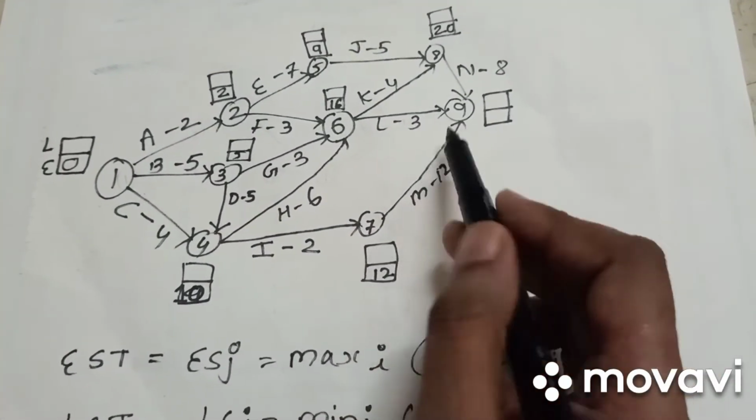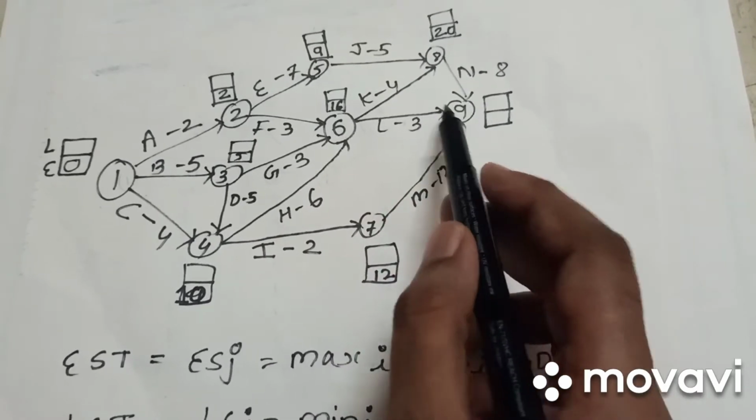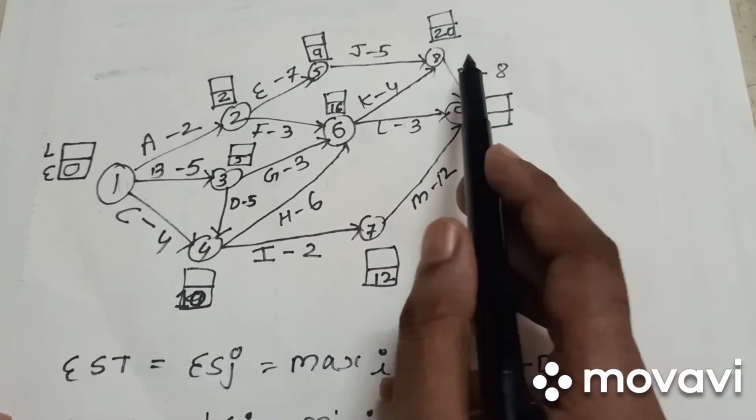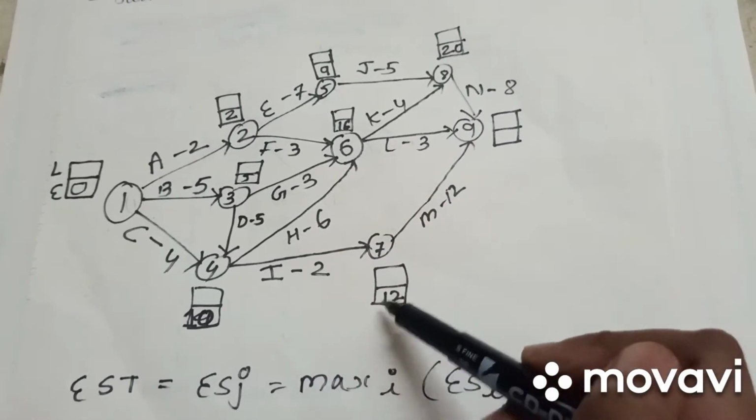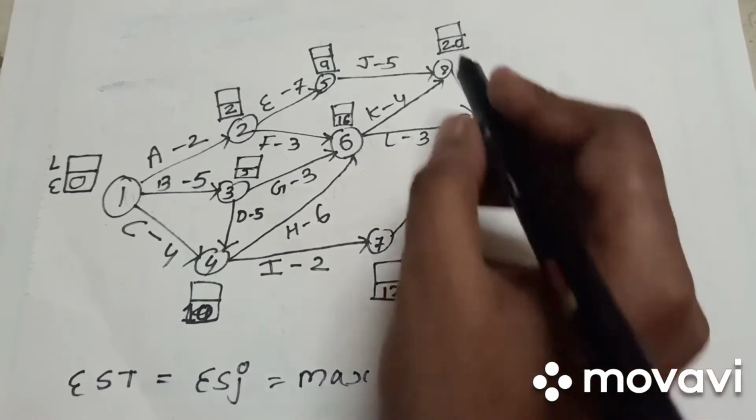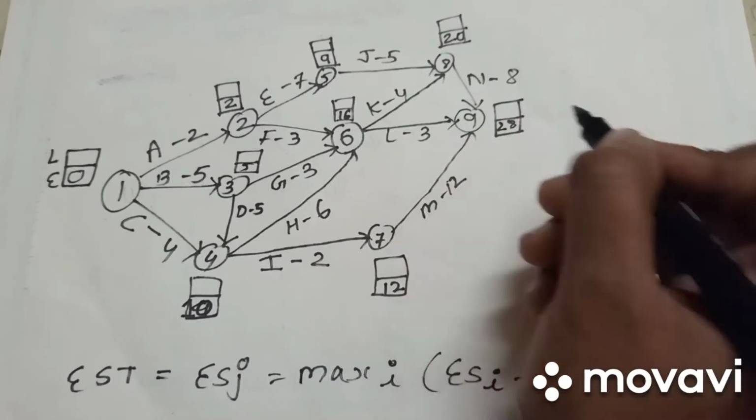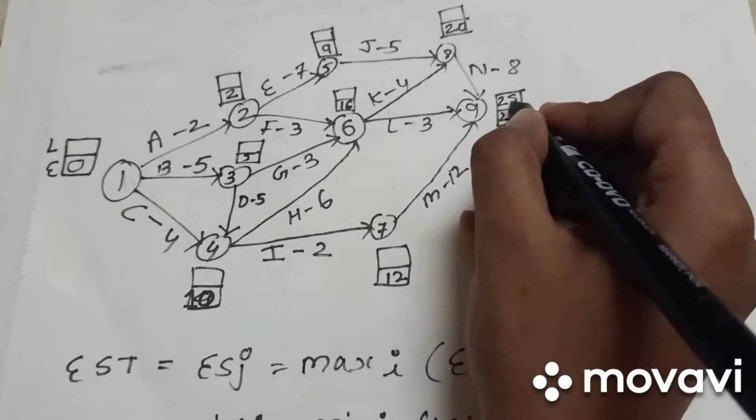Here three activities are coming to the last node. For this ninth node, 20 plus 8 is 28, 16 plus 3 is 19, and 12 plus 12 is 24. So 20 plus 8 is the maximum amount. So in the last node it is 28.